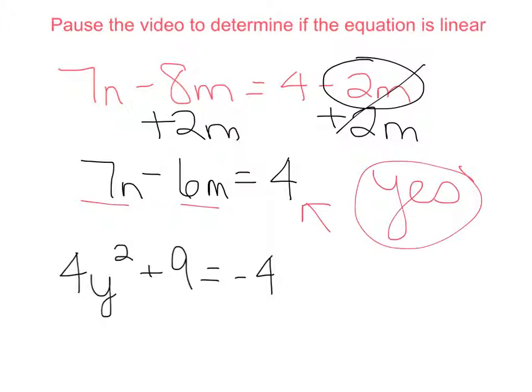The next example, you should be able to look at it right away, and because we only have one variable and that one variable is squared, so there's 2 of one variable, we are able to say no, this would not produce a straight line, so it is not considered a linear equation.